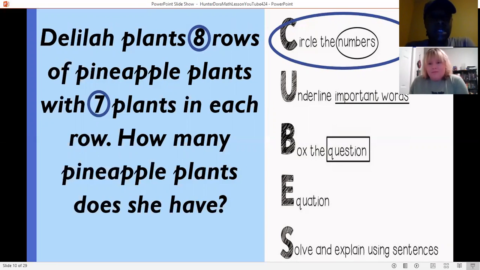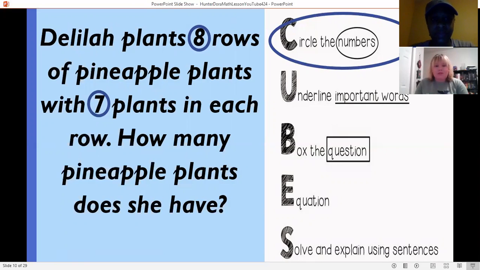Sure. The first step in cubes, C, is to circle. We're going to circle all of the numbers in the word problem. The first number I see is 8. She planted 8 rows. And how many plants were in each row? There were 7 in each row. So that's why I circled 8 and 7.